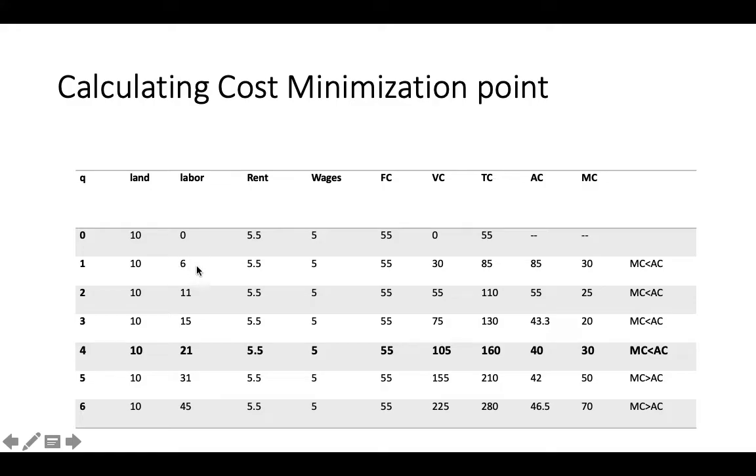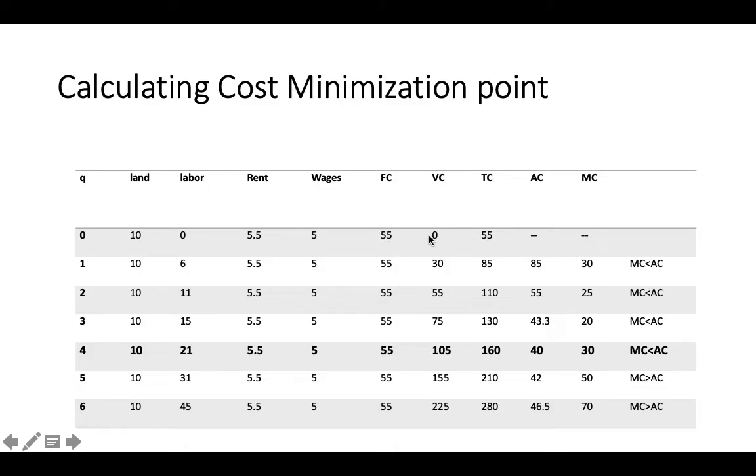So when we multiply 6 with 5, 6 5s are 30, variable cost to produce first unit. 11 into 5 is 55, 15 into 5 is 75, 21 into 5 is 105, 31 into 5 is 155, and to produce 6 units, 45 into 5 is 225.